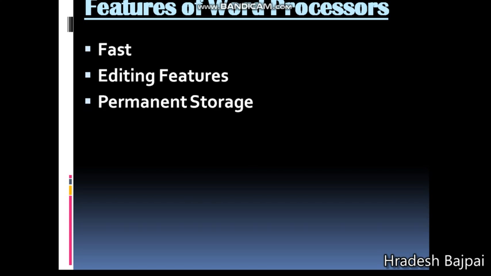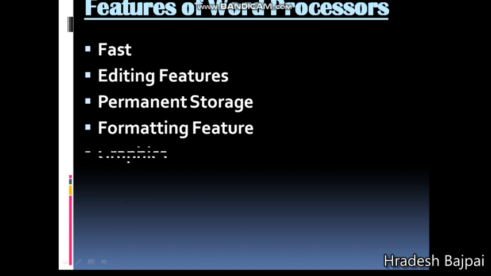We can store the soft copy of our document as long as we want, and it provides us many formatting features, like we can make changes in our font style types. We can make it bold, italic, and underline, and we can change font colors also. There are many formatting features available, and we can use graphics if we want to use any pictures or charts in our document, so we can make our document more impressive.